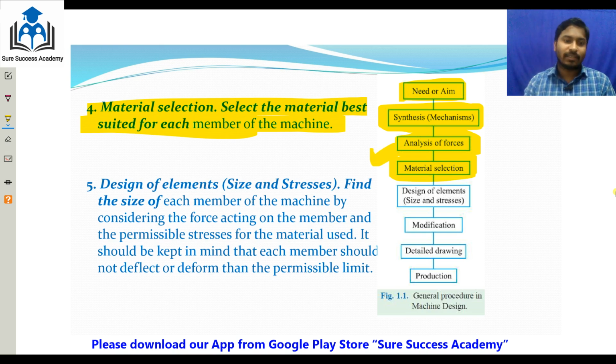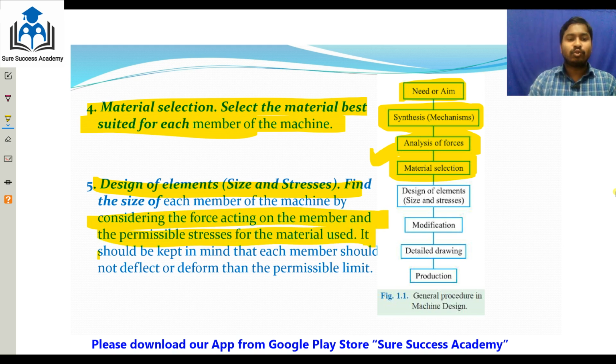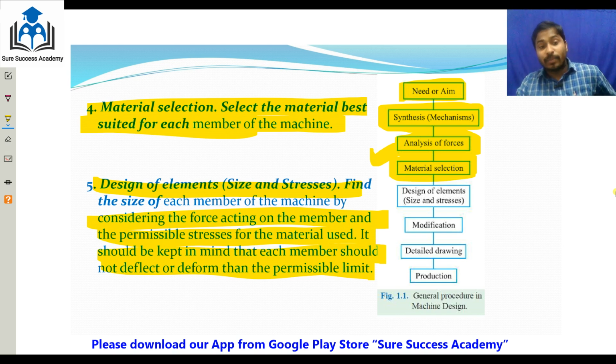Like that, you have to select. The design of elements: what is the design of element and size and stress? Find the size of each member of the machine by considering the forces on the member and the permissible stress of the material used. It should be kept in mind that each member should not deflect or deform beyond the permissible limit.